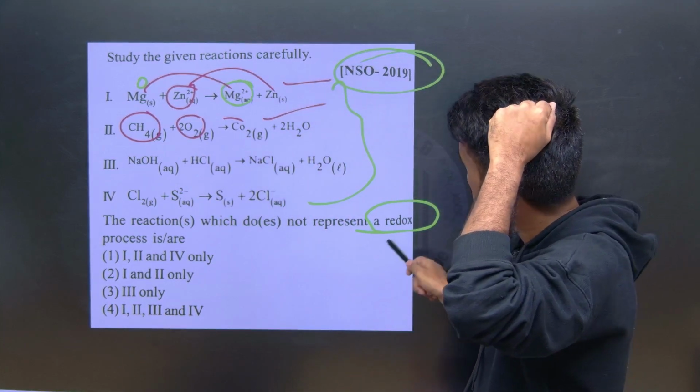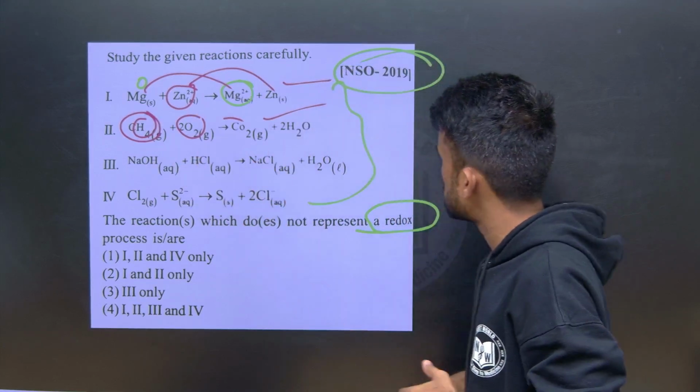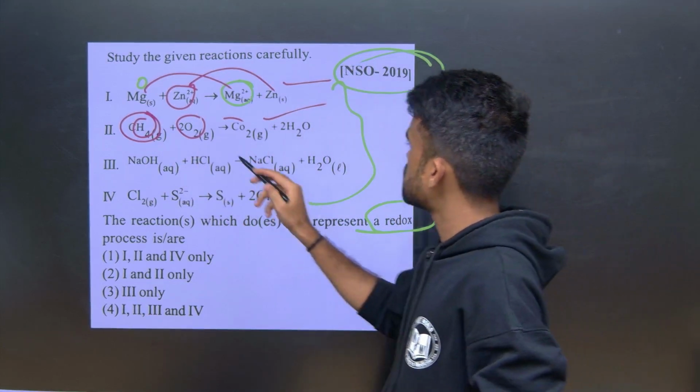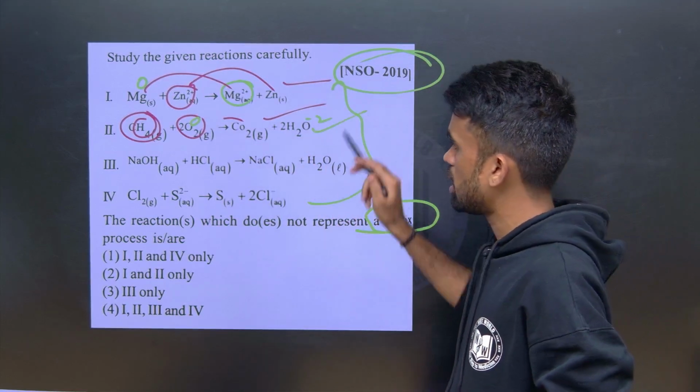They are asking for the one that is not a redox reaction. Hydrogen is +1 converting into +1 here also, and oxygen here 0 converting into -2, so it is undergoing reduction. So this is also a redox process.